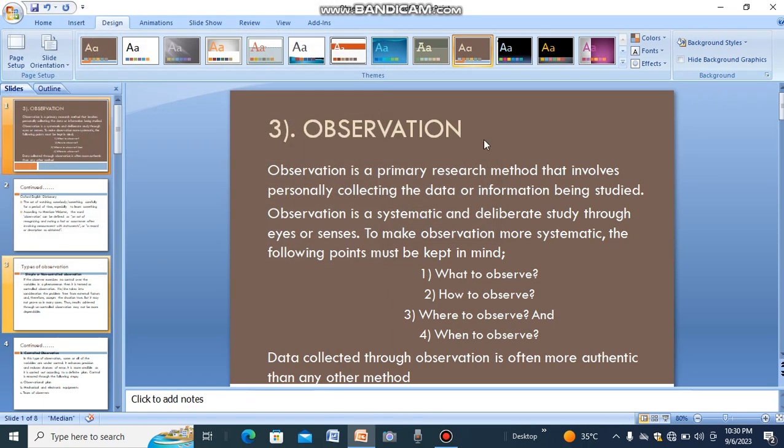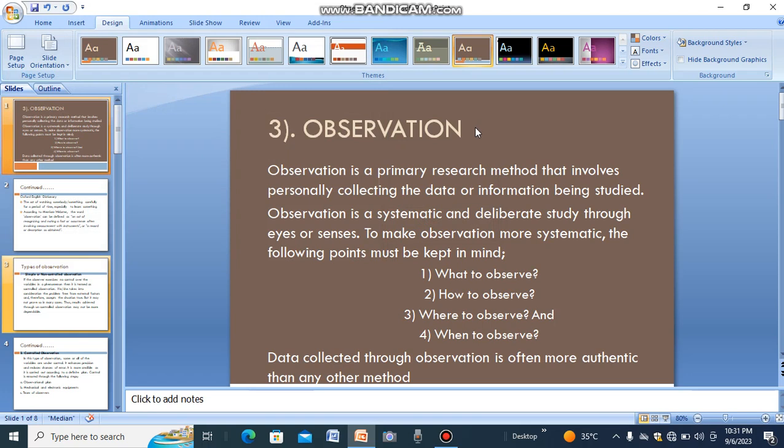Observation is one of the most important research tools that is applied for the collection of data through primary research method, which involves personally collecting the data or information that is going to be studied. Now, this observation is a systematic and deliberate study through the eyes or through the senses or through the direct or personal involvement of the researcher.